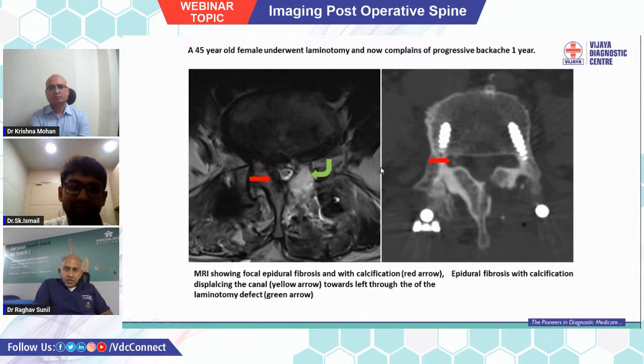So this is a 45-year-old female who underwent laminotomy and now complains of progressive backache. There is a markedly T2 hypointense epidural soft tissue thickening that is displacing the thecal sac towards the contralateral side with concentric narrowing of the thecal sac. And on CT, there are faint areas of calcification noted at the site of epidural soft tissue thickening. So this is consistent with epidural fibrosis.